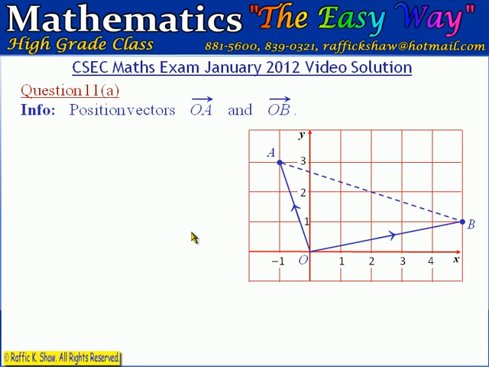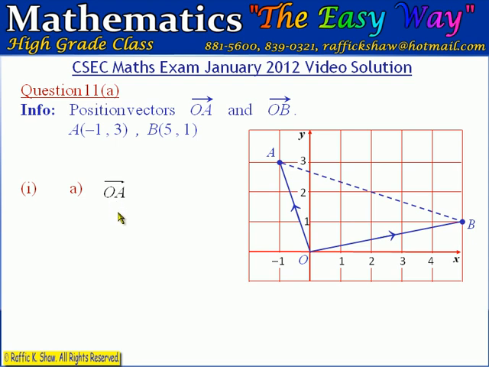So let's go ahead and show those coordinates. So that's it. A is the point -1, 3 and B is the point 5, 1. Let's now go to the questions. The first question is asking us for the vector OA. Now that's a position vector of A.